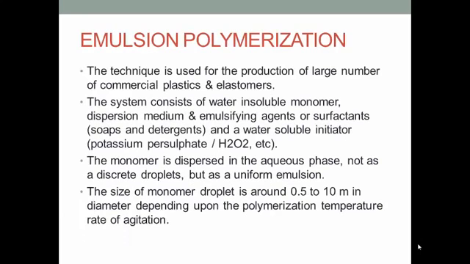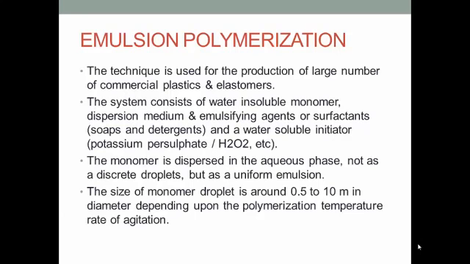And this is the fourth and last type, the emulsion polymerization technique. This technique is used for the production of a large number of commercial plastics and elastomers. The system consists of water insoluble monomers. The monomer is dispersed in an aqueous phase, not as decreased droplets, but in a uniform emulsion.